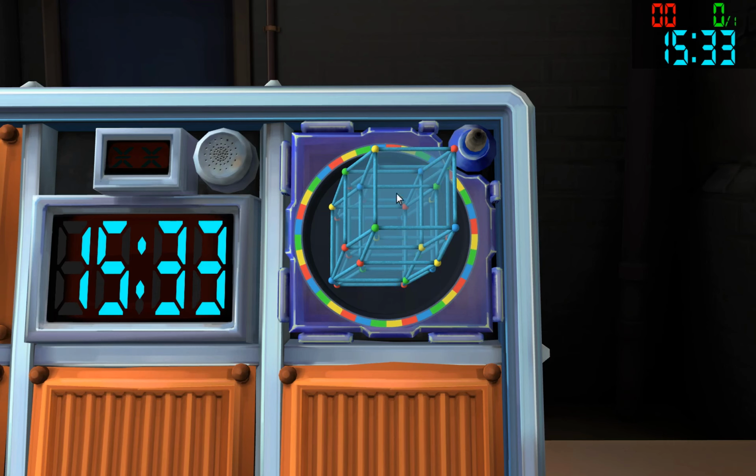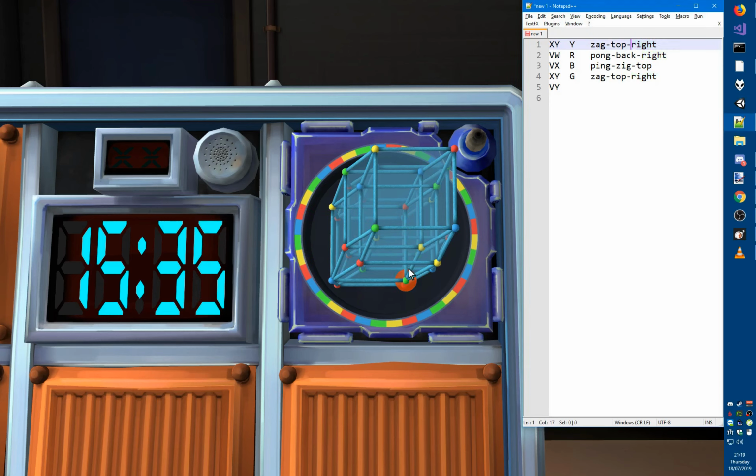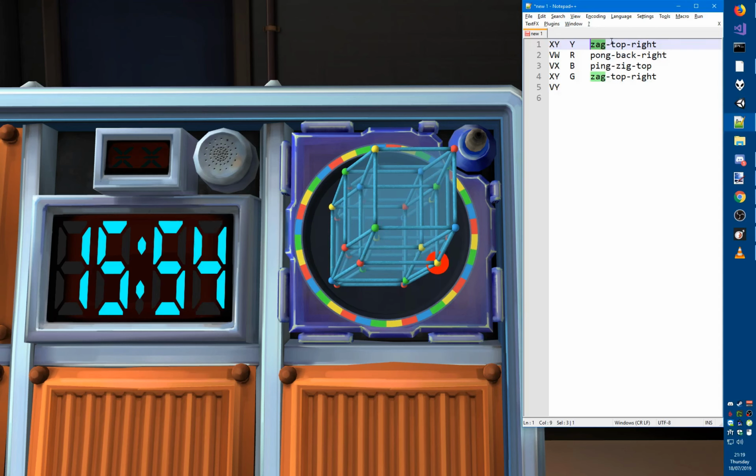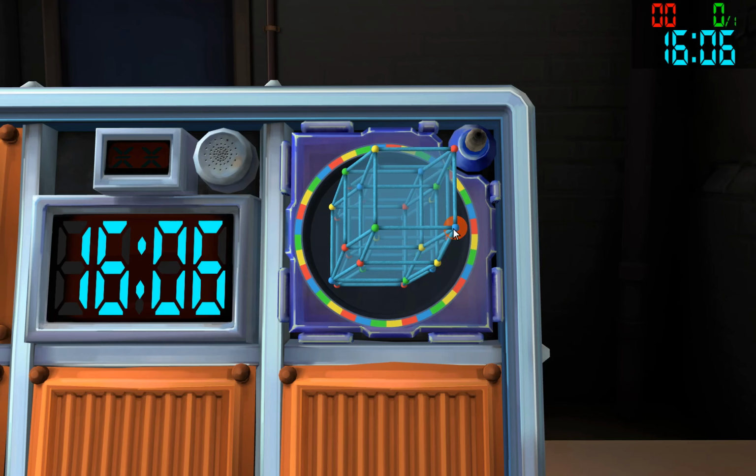Everything else is left. And now we need all the zag vertices, which means that along the shallower axis, we want the ones on the right. So we're looking at this, this, this, and this. And these are the 4 vertices that we're interested in. We need to press one of those, and which one is dictated by the color. So the yellow one. So that's this one.